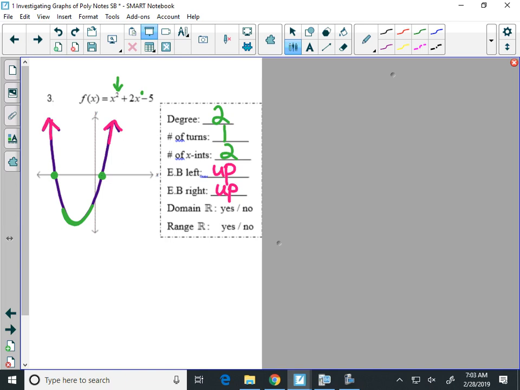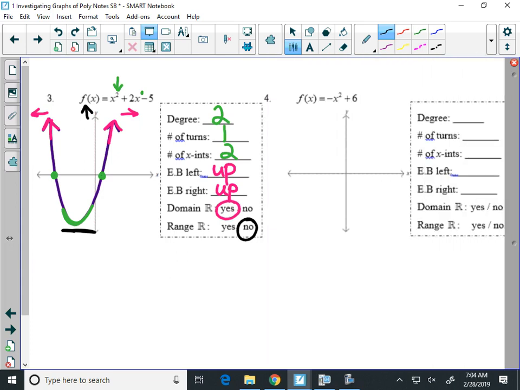infinity. Now the domain of this graph, my x's, notice that my graph is going to go left forever and out to the right forever. So that means, yes, my domain is all real numbers. However, the range, I go up forever, but I'm limited. I stop at the bottom. I do not go down forever. So my range is not all real numbers.